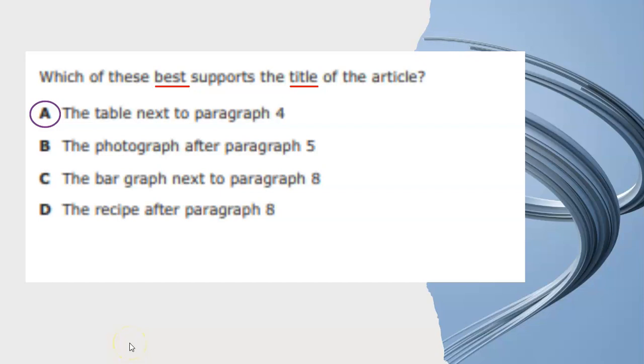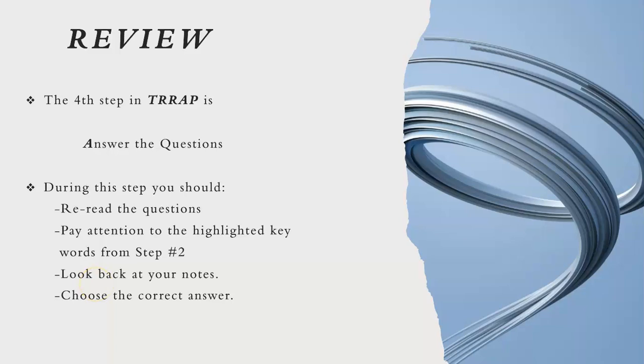Now that we've got some examples, this step is just going to repeat itself. I'm going to do this for every single one of my questions on the STAR test, whether I have 5 questions about the text or whether I have 6 or 7 questions about the text. Now that we have that out of the way, let's head on over to review. The 4th step in TRRAP is A, answer the questions. During this step, you should reread the questions, pay attention to the highlighted keywords from step number 2, look back at your notes, and choose the correct answer.